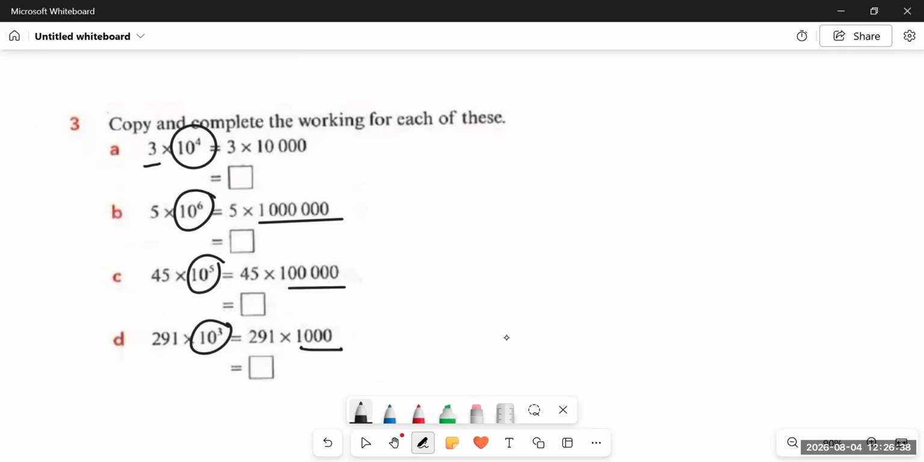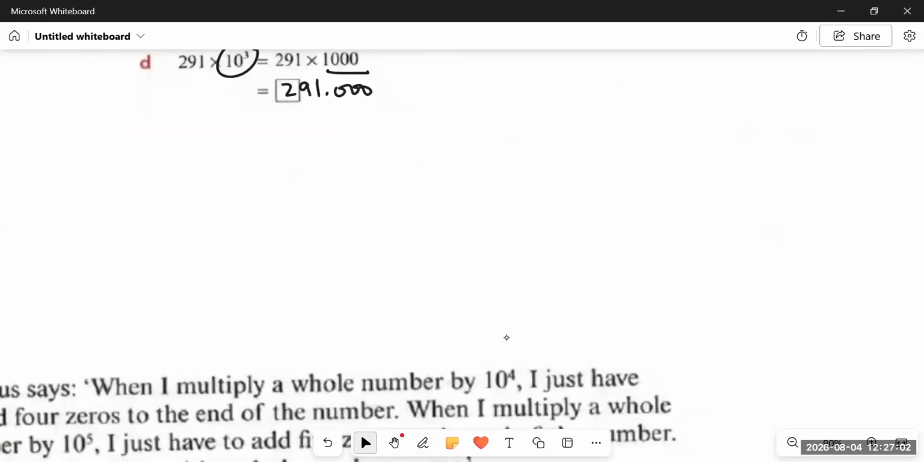So when we multiply 3 with 10,000, it becomes 30,000. The same number of zeros will be attached to 3. Then 5 multiplied by a million is 5 million. 45 multiplied by 100,000 becomes 4,500,000, which is around 4.5 million. And then 291 multiplied by 1000 is 291,000. And that's it. Okay.